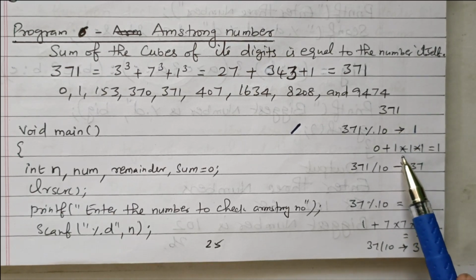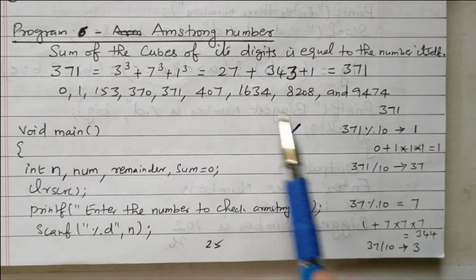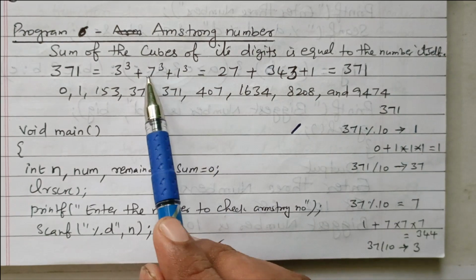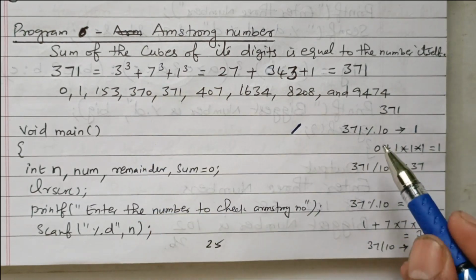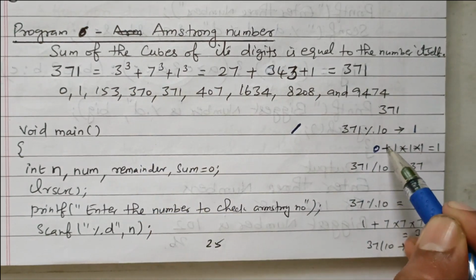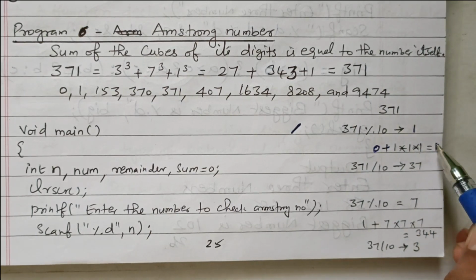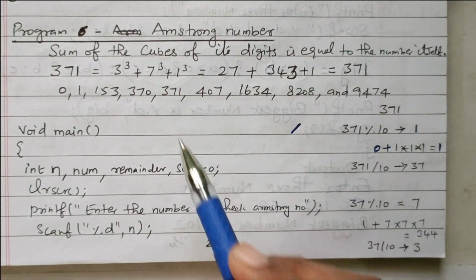That should be cubed. We need to take 1 cube, that is 1 into 1 into 1. That should be added. All these three are added together, so we have one variable with value 0, and in that we are adding this value. So 1 into 1 into 1 is 1. So this step is completed.